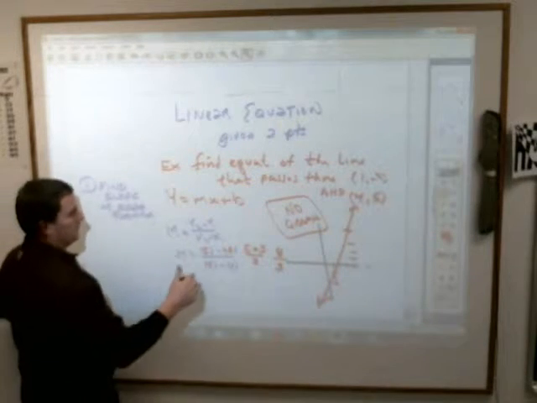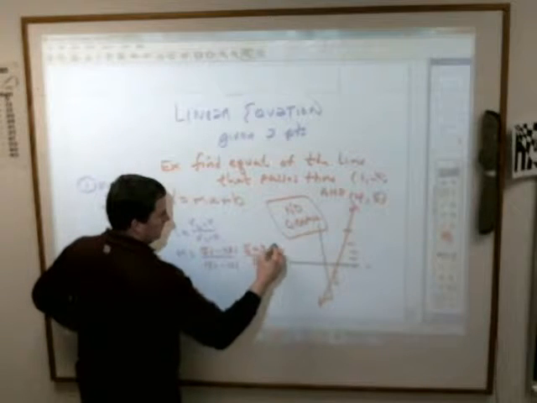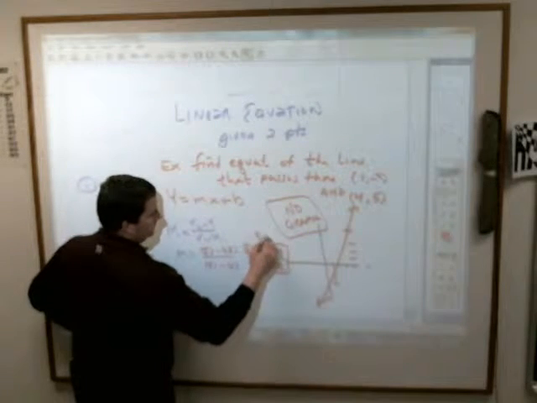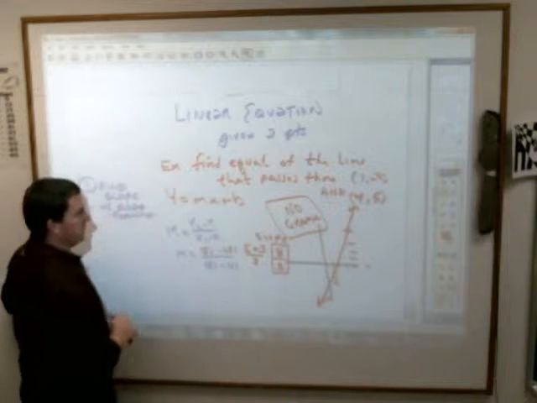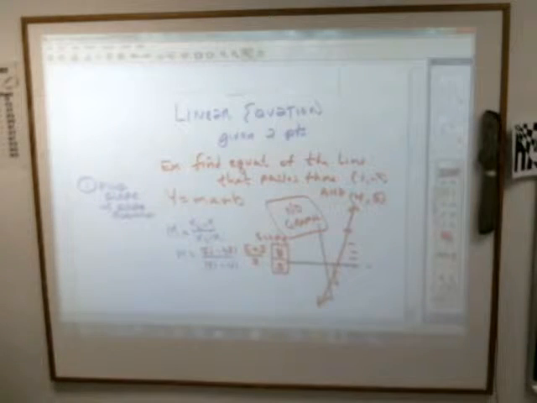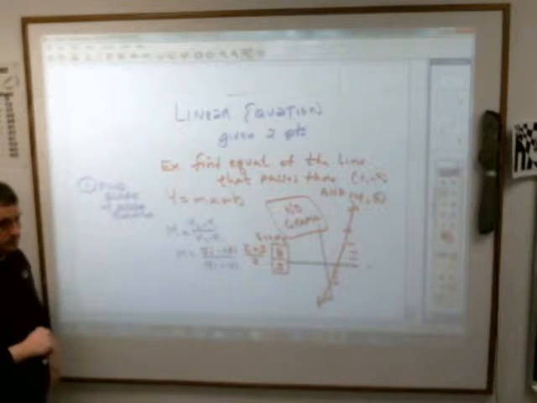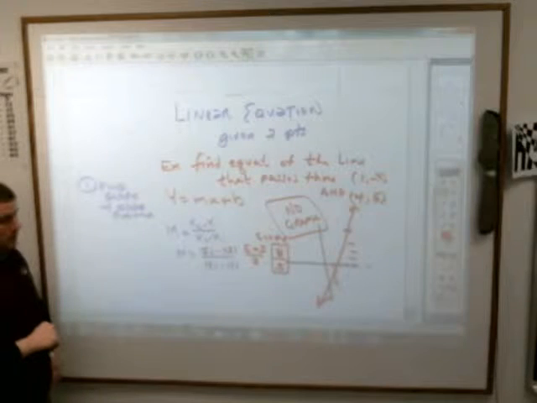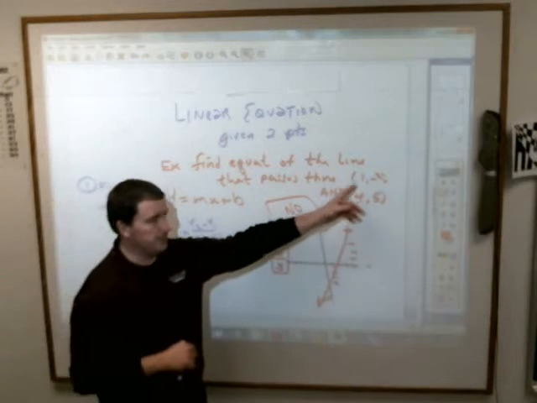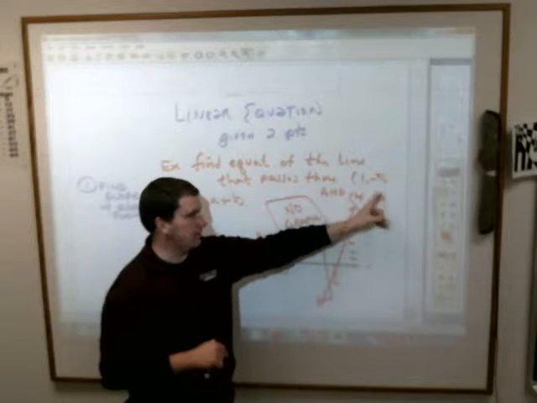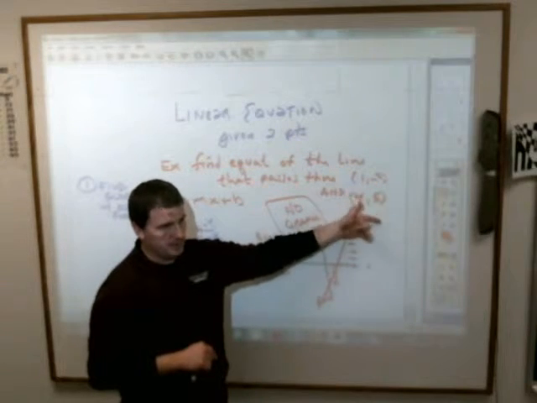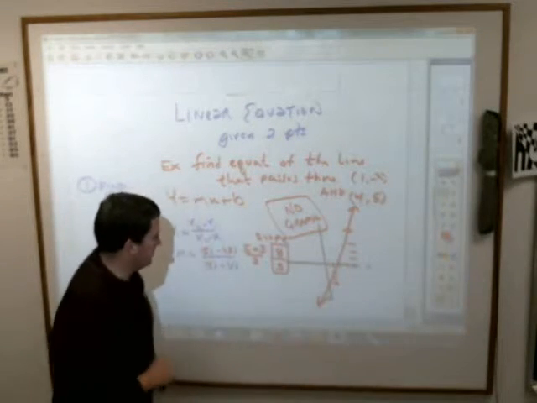Anybody stop me there if you didn't get that? Slope. Easy enough so far? What are the numbers? Here's my 2 points. Y's are the second numbers, X's are the first numbers. Make that my x2, make that my x1. You can pick whatever one.